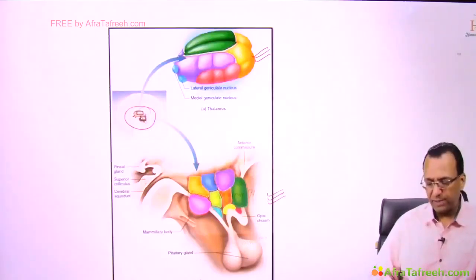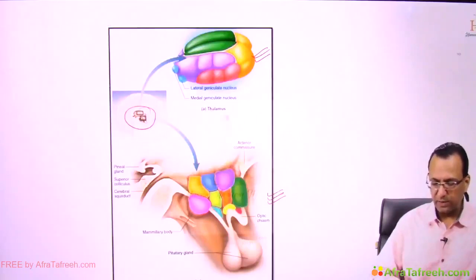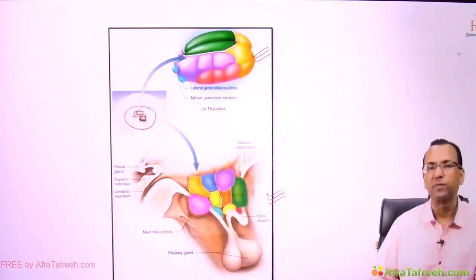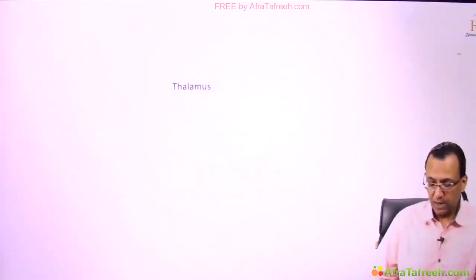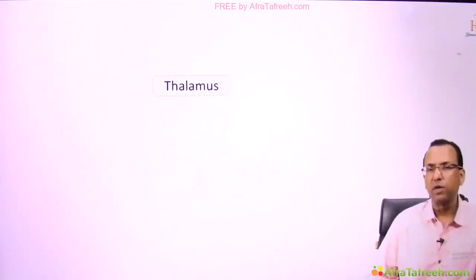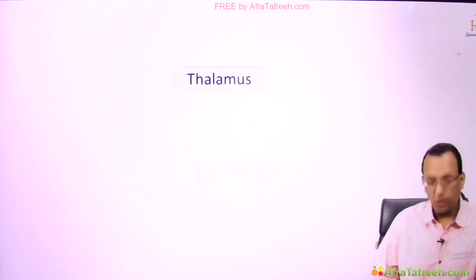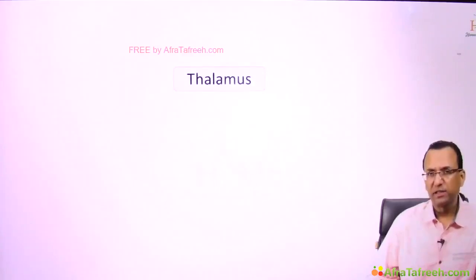Actually, hypothalamus means below the thalamus. So, above that will be thalamus, below that is hypothalamus. But first, we are going to focus upon thalamus. Actually, the kind of questions that come are about the nuclei of thalamus and what are the functions. That is something which we have to talk about.